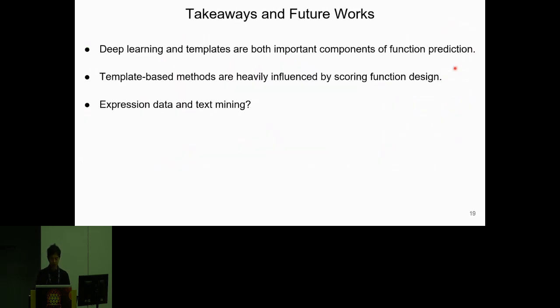So in summary, our study shows that both deep learning and template are important components of protein function prediction. We also find that template-based methods, especially those based on sequence homology, depend heavily on the design of a good scoring function. And finally, our StarFunc does not use expression data or text mining, which, as shown by Clara, could have a big improvement to the final performance, and we aim to add them to future versions of StarFunc.